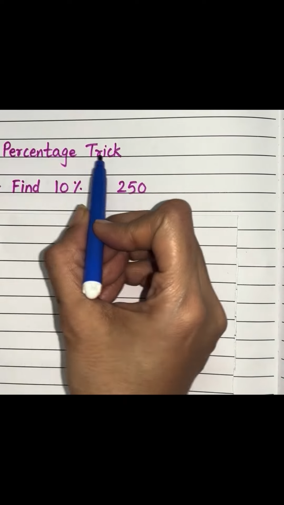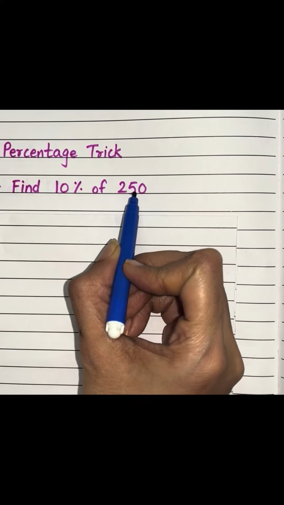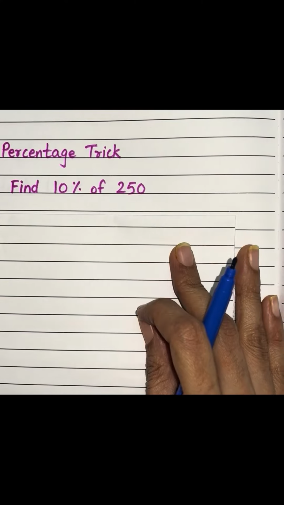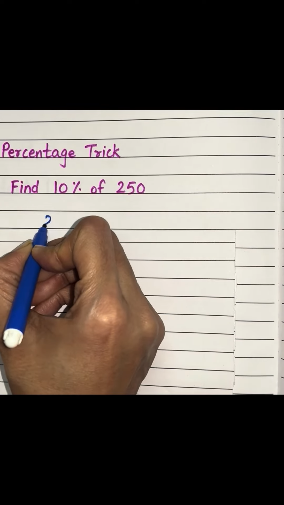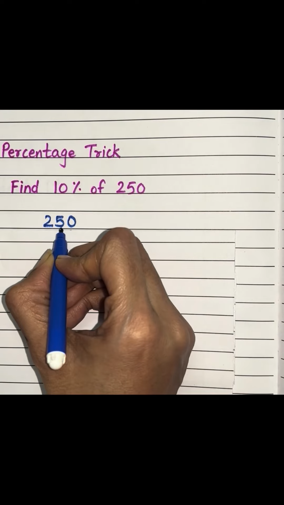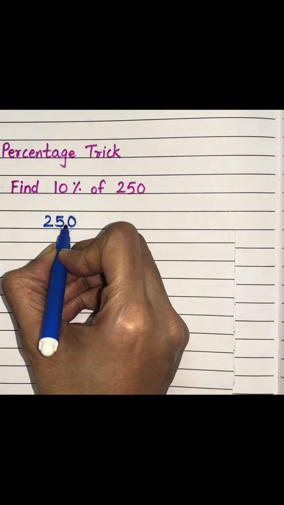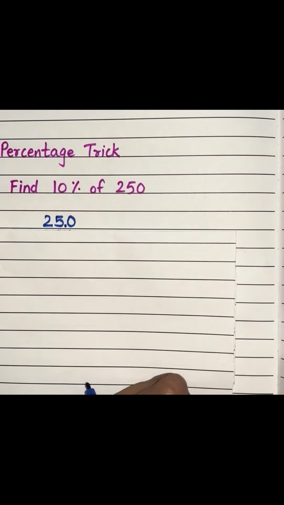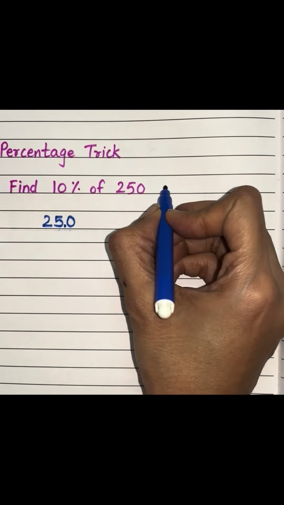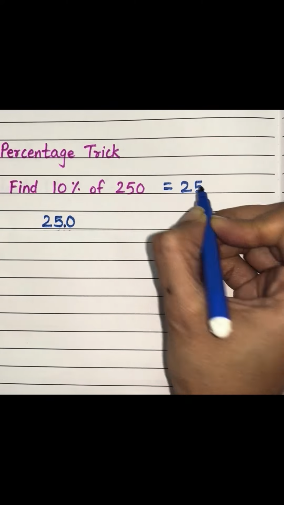Now let's look at one more hack, that is percentage trick. Here is one example, find 10% of 250. So how to find out 10% of 250? We are just going to write down the number 250, and in this we are just going to move the decimal from right hand side to left hand side. We have to move just one number. This is how we are going to write down. So 10% of 250 is 25.